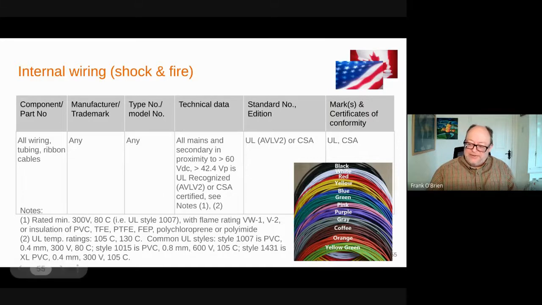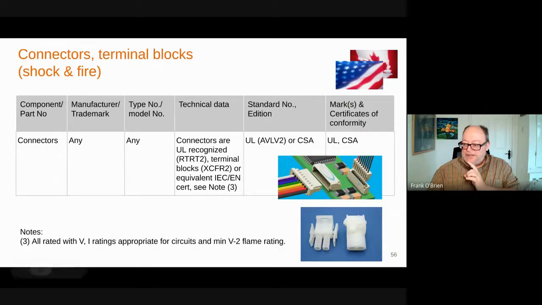Wiring, here's an example of an entry that might be in 810, and it does say any here, or they would have specified Alpha or Belden, and then or equivalent. So there's some ratings here, there's some certifications here, and it's meant to be very generic. So I just offer one example so that it's as flexible as possible. Connectors, again, I've sort of shown an example of something as flexible as possible. V2 flame ratings might be applicable.